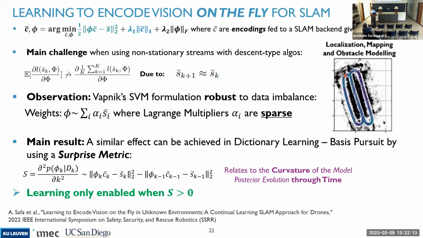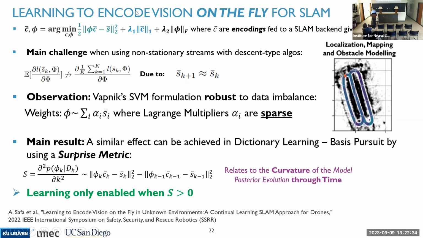But in our case, when we have this drone flying around, this is not the case anymore. We are not under this shuffled data assumption. Rather, we have a non-stationary stream of data, meaning that sequential data inputs look the same. So we have a big problem of data imbalance.